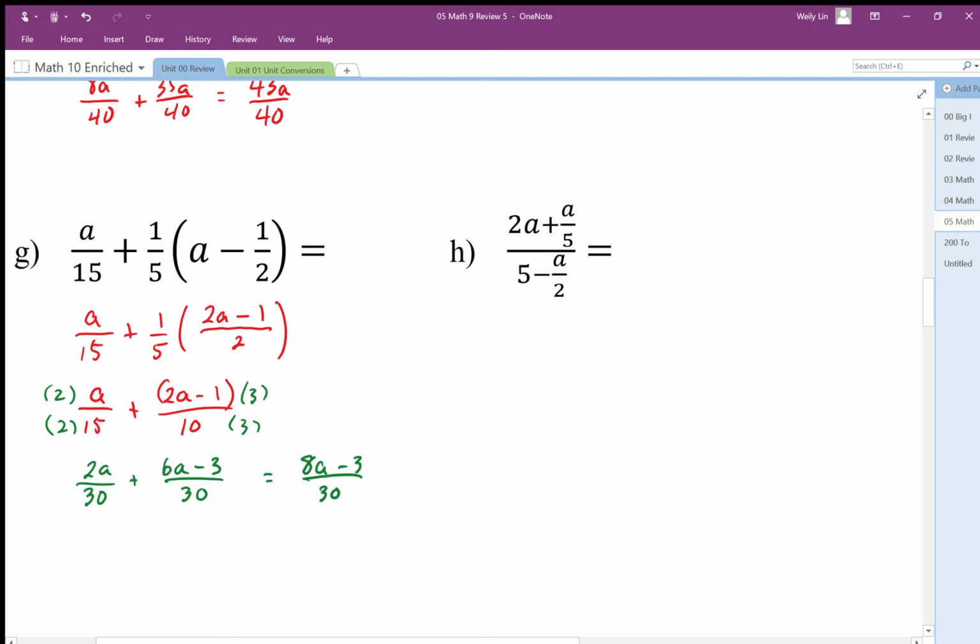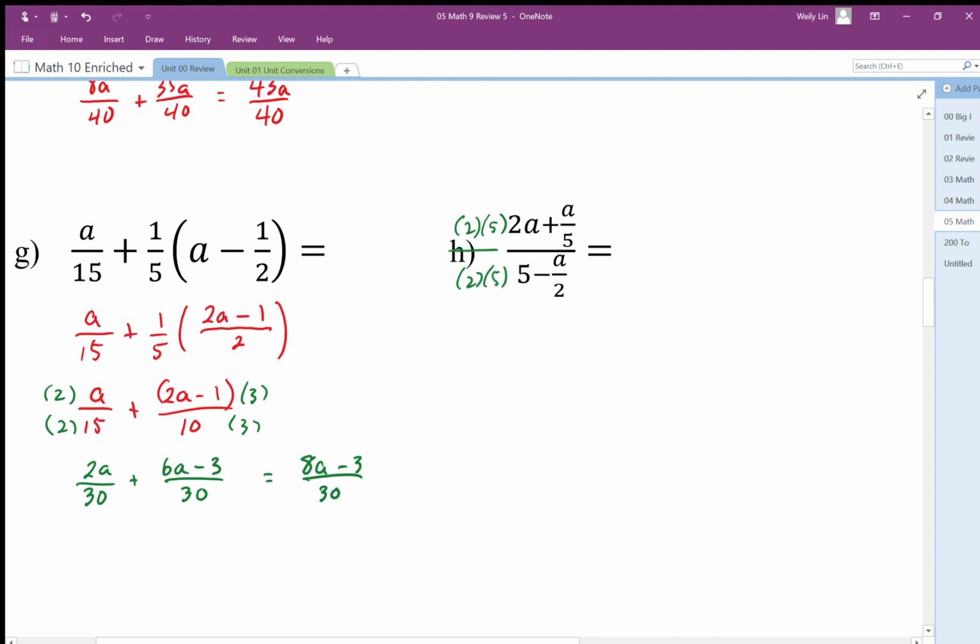And what I do know is if I times the top by some number and the bottom by some number, I keep this ratio the same. And if I times the top by a factor of 5, and I times the bottom by a factor of 5, I keep it balanced. If I times the bottom by a factor of 2 to get rid of the divide 2, and times the top by a factor of 2, I keep the fraction balanced. So what I'm going to do is this. I'm going to multiply by 2 and 5 on top, and 2 and 5 on bottom.